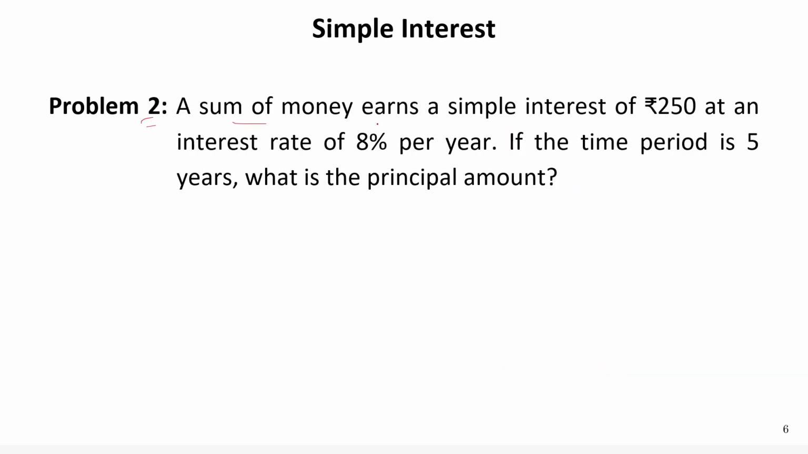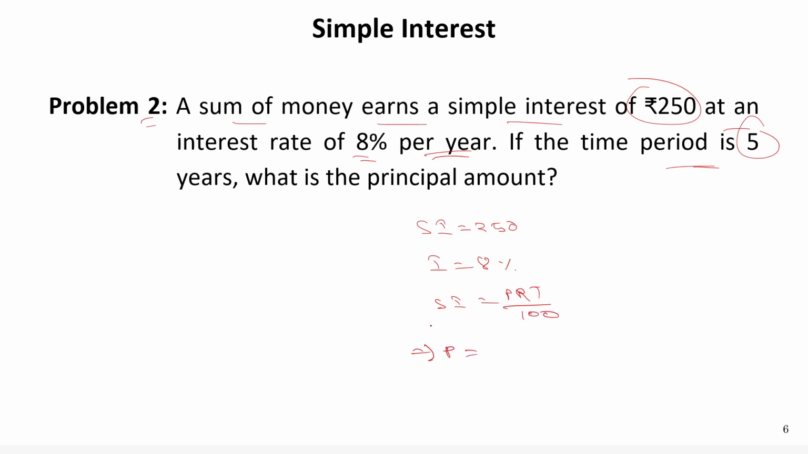A sum of money earns simple interest of 250. So SI is equal to 250, at an interest rate of 8% per year. So R is equal to 8% per year. If the time period is 5 years, what is the principal amount? Here P is unknown. SI is equal to PRT by 100. So let P be on the left hand side and all the other terms on the right hand side. It will be equal to SI into 100 whole by RT.